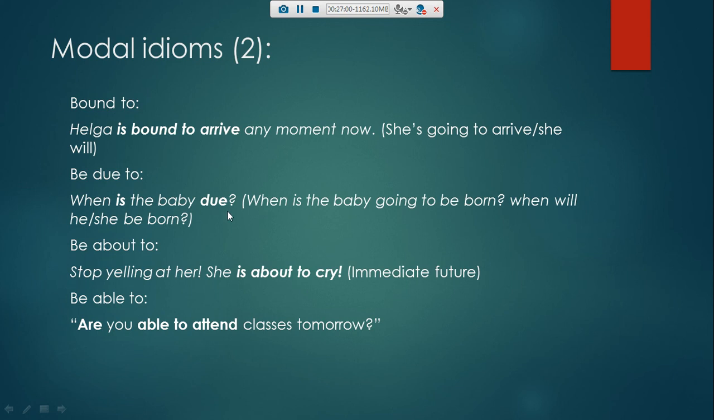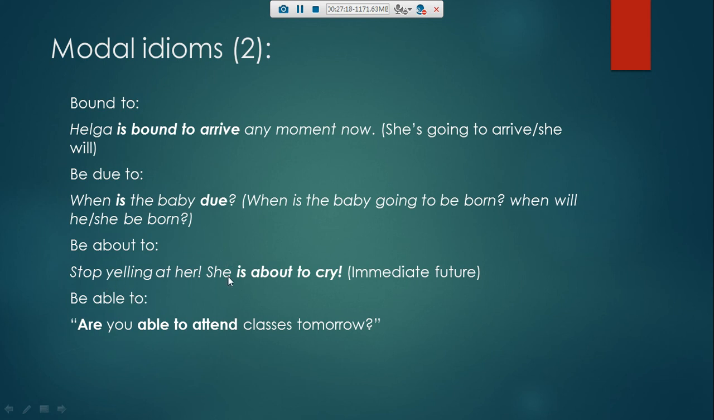When is the baby due? This has to do with dates. So when is the baby going to be born? When will he, she be born? Sometimes you can ask, when is the deadline due? ¿Cuándo vence la fecha?